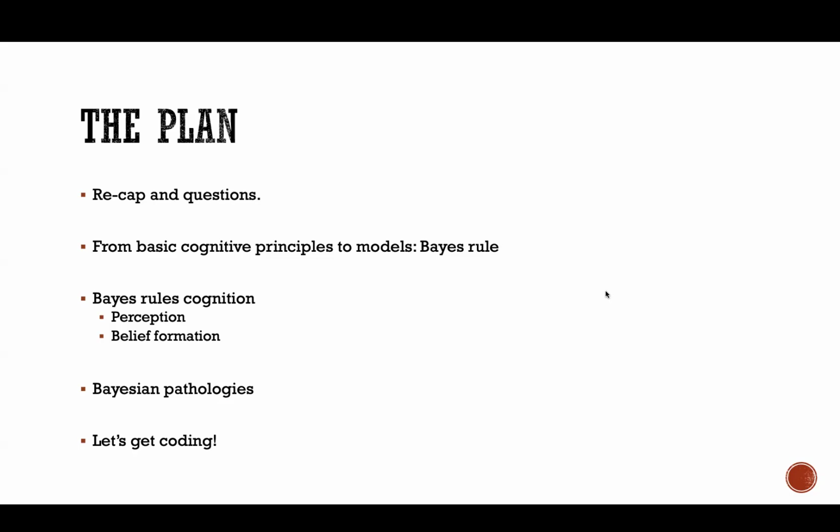We're going to see how Bayes rules cognition in perception and belief formation, how it's being used, very briefly, to describe certain aspects of neuropsychiatric conditions. And then we will get to coding, because what you will have to do tomorrow is take the kind of approach and model that we've been discussing today and apply it to a new task.